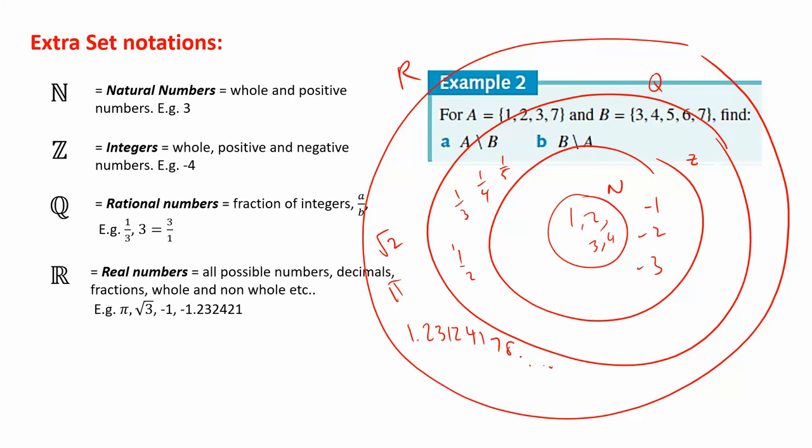Is there a reason why rational numbers stand for Q? No, I have no idea. That one I have no idea. There's probably a reason, I just don't know why.